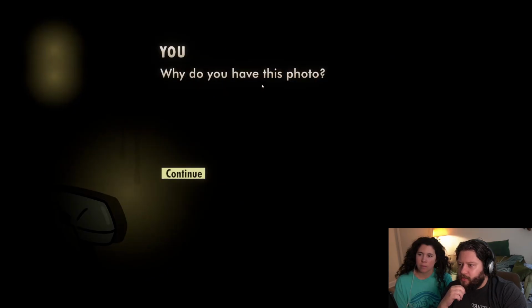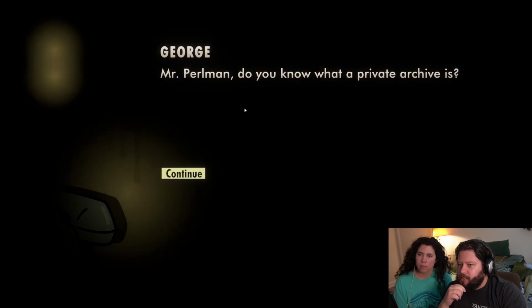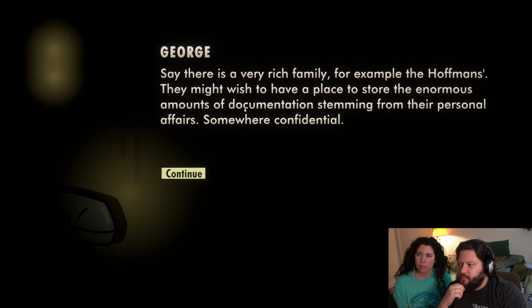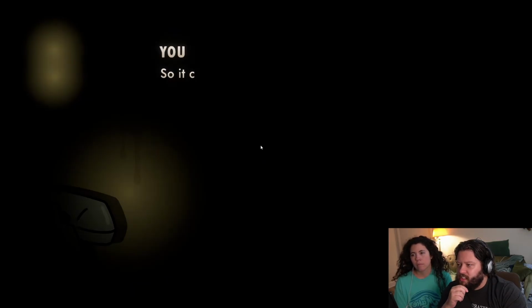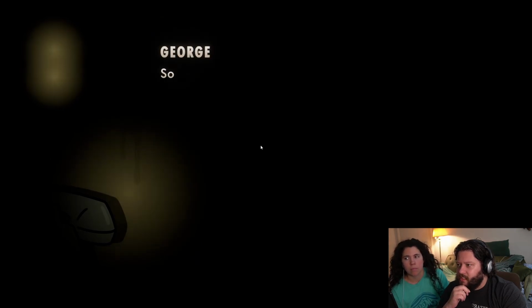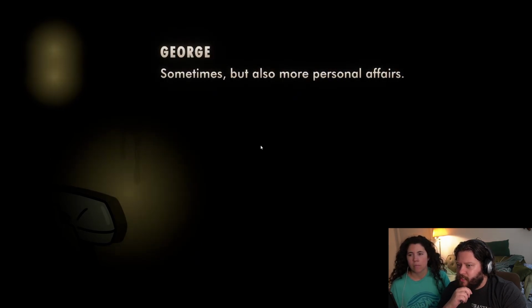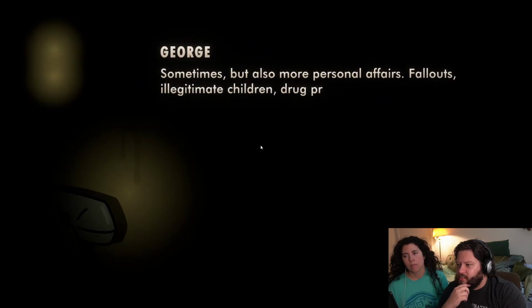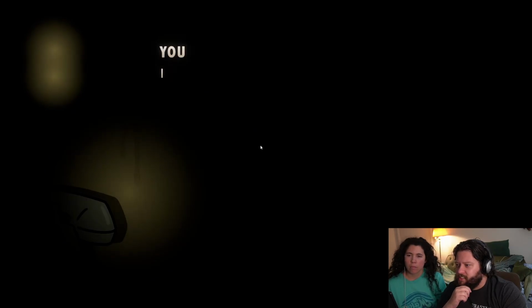Why do you have this photo? Mr. Pullman, do you know what a private archive is? No. Say there's a really rich family. Say they may wish to have a place to store the enormous amounts of documentation stemming from their personal affairs, somewhat confidential. So it can't be found easily. Exactly. Proof of business malfeasance? Sometimes, but also more personal affairs, fallouts, illegitimate children, drug problems, identities.